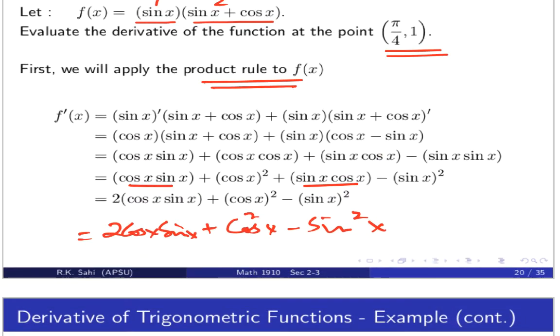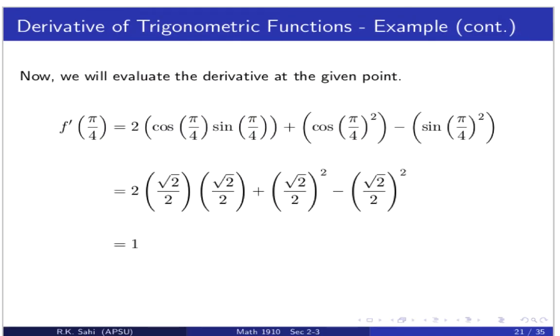Now, remember, the question says evaluate this derivative at the point pi/4, 1. So I could have done it this way, but I prefer to keep it in the form as I've written here. The reason is because when you evaluate the derivative at a point, this makes life much simpler. Okay? So keeping that, we're going to evaluate at the given point. So remember, the point is pi/4, 1.